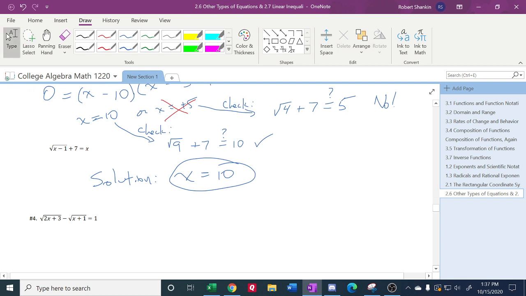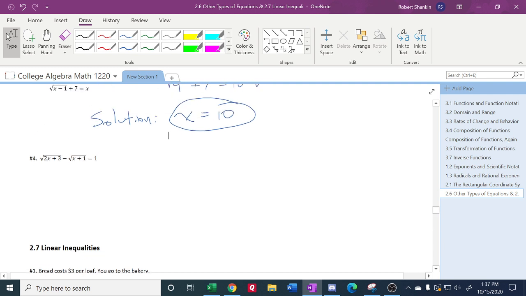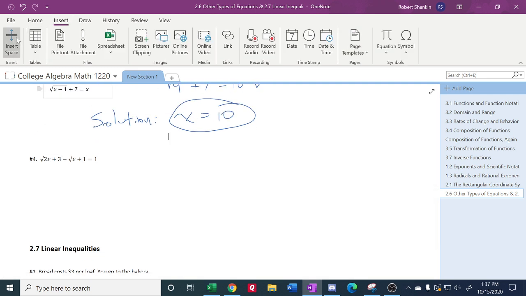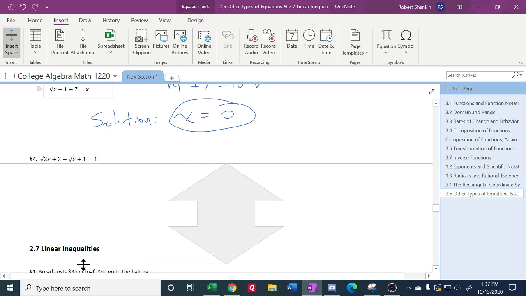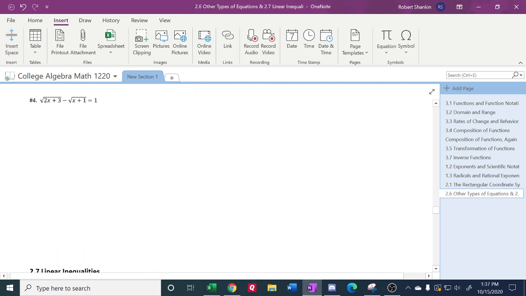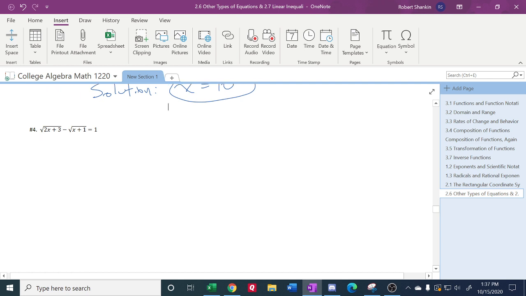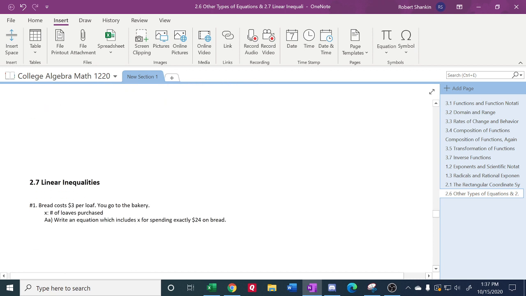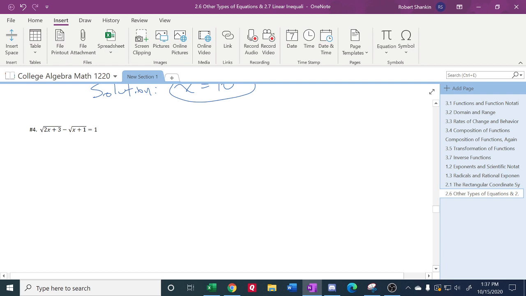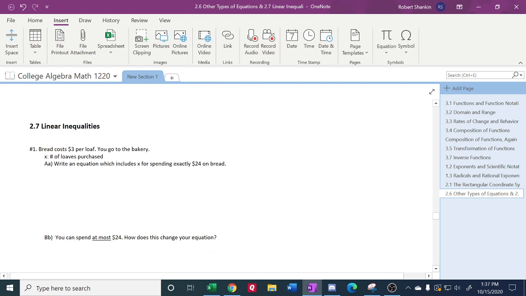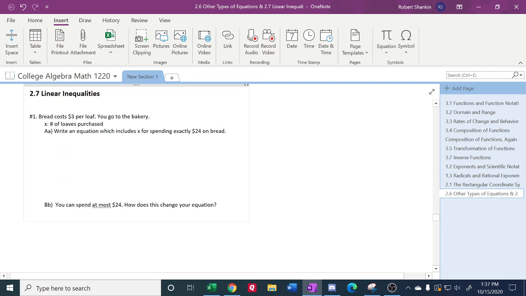All right. Now, we've got one more of these problems. With this last one, well, you know what? Let's come back to this number 4 as time permits, because I want to make sure that we get through the basics of this other stuff. That's more important than this special case problem. All right. Let's go to 2.7, linear inequalities.